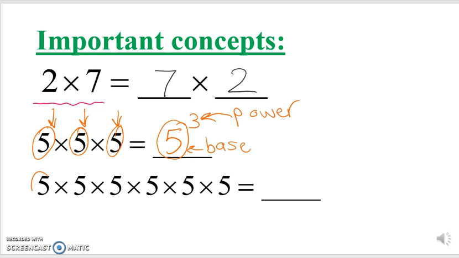So over here, I've got the 5 again, but this time it's being multiplied by itself 6 times. So in the index form, this would be 5 because it's the number 5, and the power would be 6 because that's how many times the 5 is being multiplied by itself.